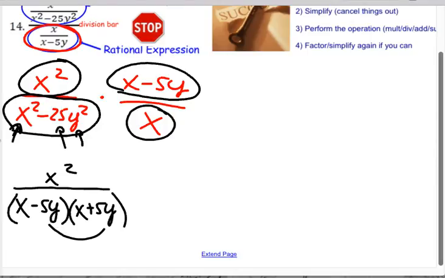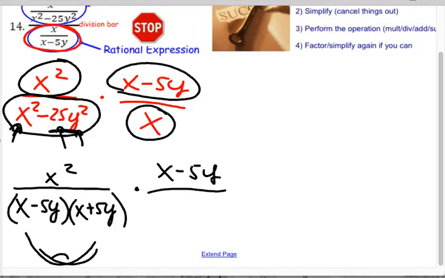Look, if you FOIL this and multiply these, you get negative 25y squared, this term right here. The product of the outside and the inside terms, you're going to get 5xy and negative 5xy. They would cancel out, hence working with the difference of perfect squares here. Get rid of this now. Times x minus 5y all over x.